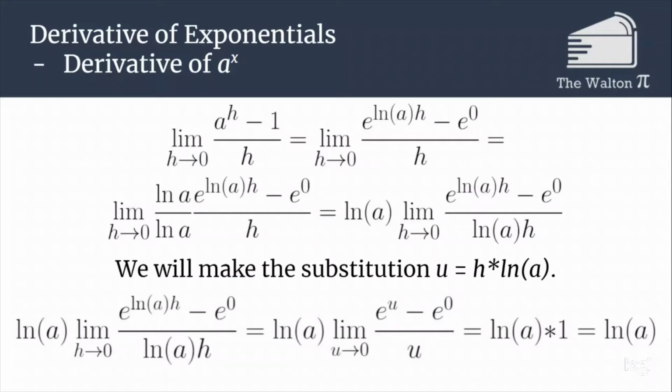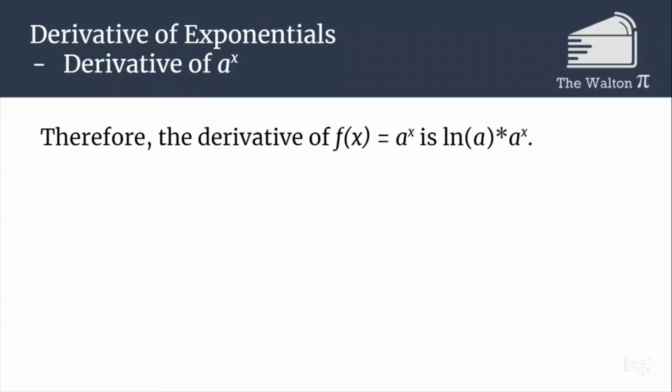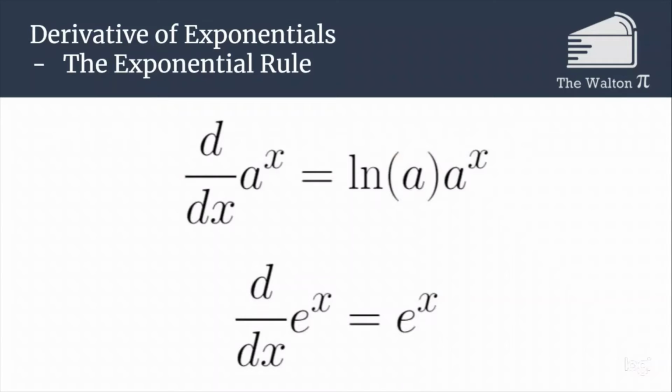So that is why we are getting the natural log of a is the derivative of a to the x at x equals 0. So that tells us that the derivative of f of x equals a to the x is just going to be the natural log of a times a to the x. So to summarize what we just covered, that means that the derivative of a to the x is equal to the natural log of a times a to the x, and the derivative of e to the x is equal to just e to the x.